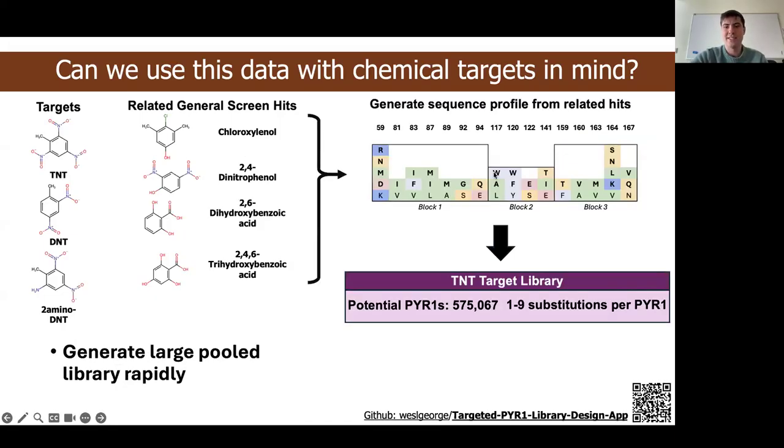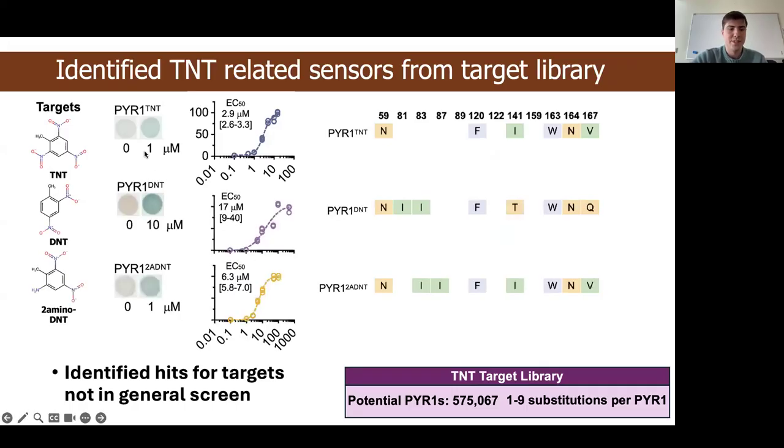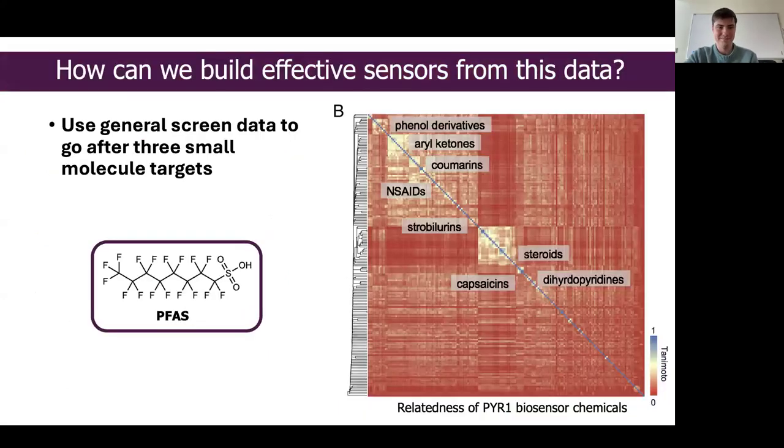Similarly, we generated this smaller sequence profile from the related hits and allowed for 1 to 9 substitutions per pure one. This created a much larger library, a little over 500,000 potential pure ones. And when we used it to screen for TNT, we were able to get low nanomolar hits, once again, for targets that weren't at all in our general screen data. So that was, again, super exciting for us. And so the last class of compounds that I'll talk about that we tested our workflow with were these PFAS compounds.